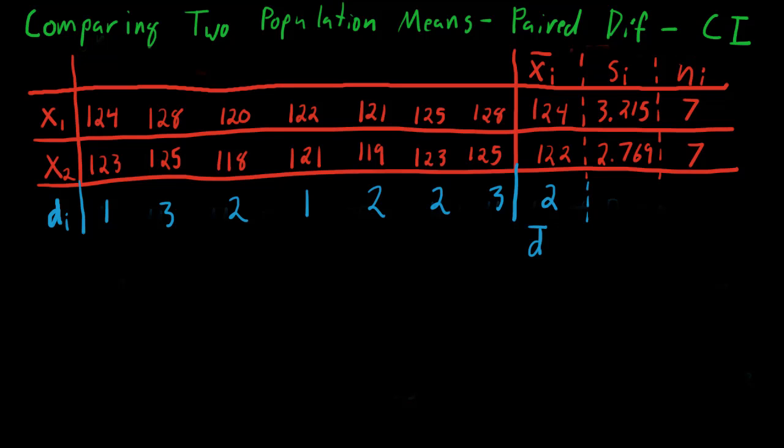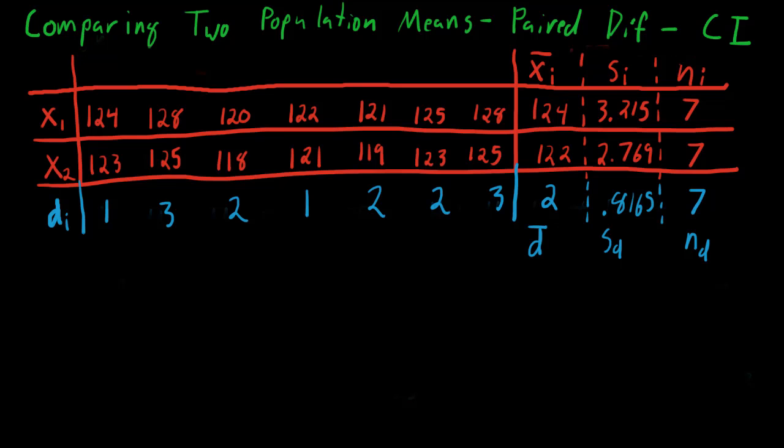If we find the s sub d value, the standard deviation for these, we get 0.8165. And if we look at the n sub d, the number of differences that we have, we still have that same 7 that we had for all the other ones. So now we're just going to use this information to create our confidence interval.